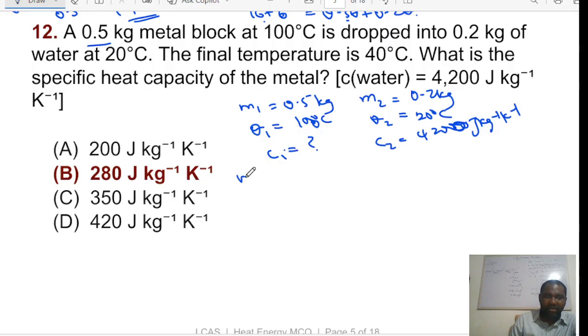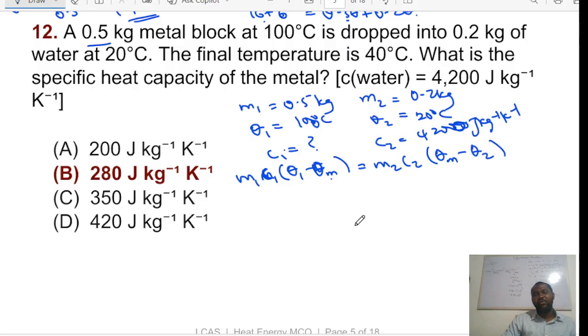Okay, so remember the formula, M1 C1 times theta 1 minus theta m. I'm going to subtract this from the higher, this is the higher temperature. So it's equal to M2 C2, and this one I can say temperature of mixture minus the lower temperature. It doesn't matter which one I put as my theta 1 or theta 2. What matters is that you should know that the higher temperature should be minus the temperature of mixture, and the lower temperature should be subtracted from the temperature of mixture. That's all you need to know. I hope that makes sense.